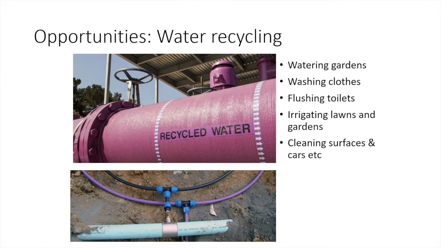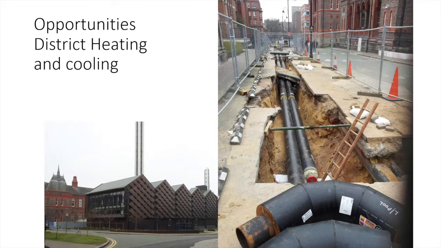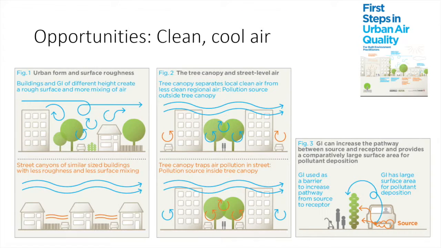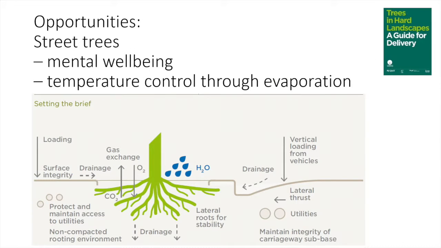There's opportunities for water recycling. This is called water-sensitive urban design. District heating and cooling. These are big pipes. It's difficult to work them into a street. They need to be designed in. It's necessary to stop other utilities being shoved in. Design them in, don't shove them in. Clean, cool air. We can configure buildings and trees to encourage air circulation and to help keep people away from sources of pollution.